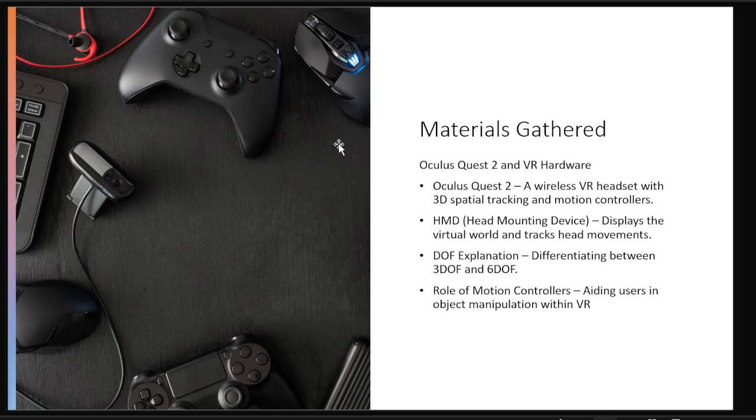rotating. The Oculus Quest 2 is a wireless headset that will help bring more 3D spatial tracking, so you can use hand controllers that create certain vibrations whenever you interact with objects. You can use the controllers to interact, such as grabbing objects. And then you have the role of motion controllers, which help aid the users with object manipulation. These are the key components that I will need to create the immersive environment.